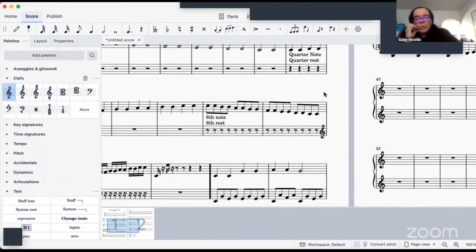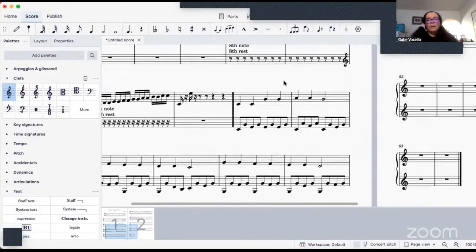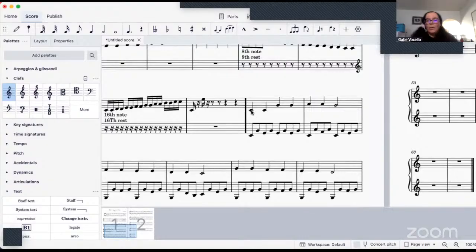So this music, you know that, is the Twinkle Twinkle Little Star Mozart theme. So here, one quarter note is equal to 2 eighth notes. Let's see how it sounds.